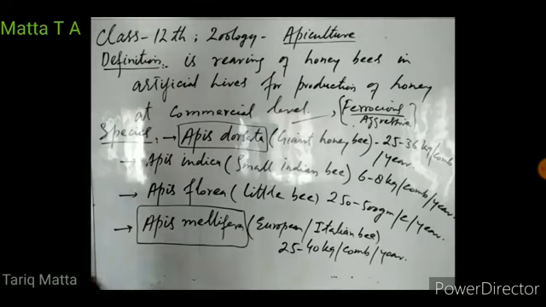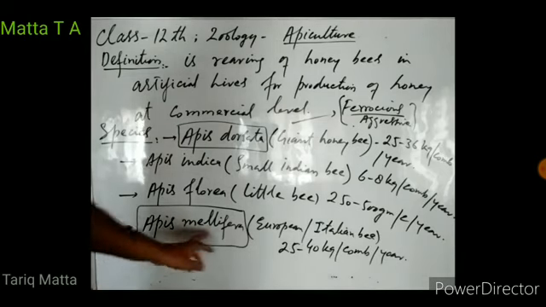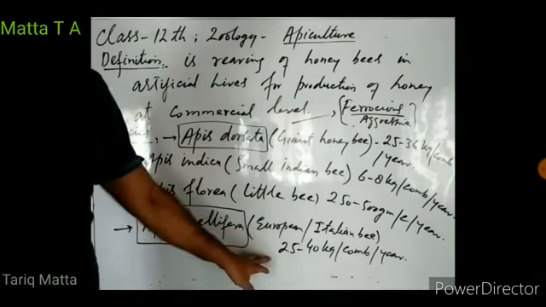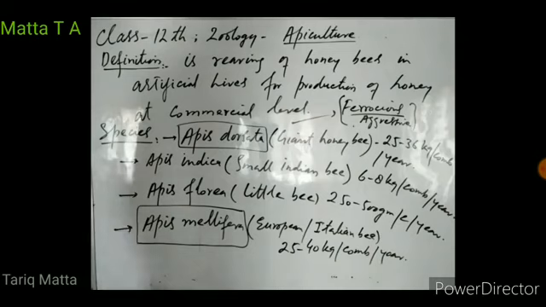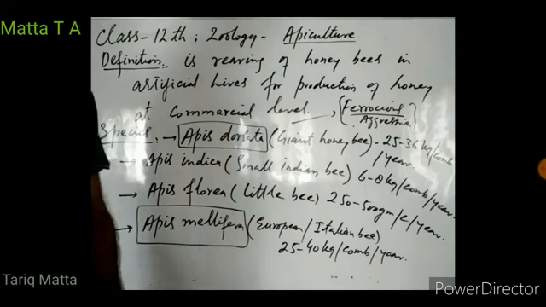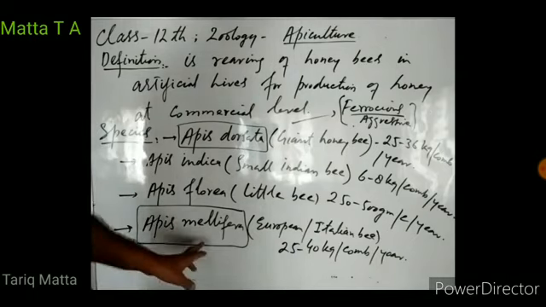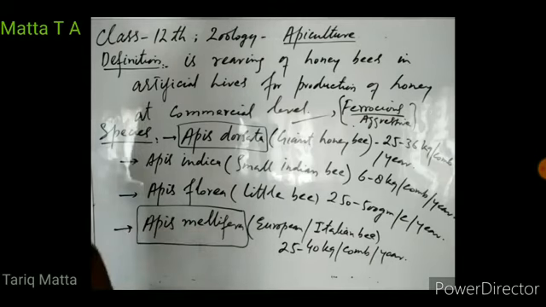So for that reason, we choose Apis mellifera. It has got a high yield, almost more than Apis dorsata. It is a docile species. It is not aggressive. It doesn't fly away from the hives, right? So for that purpose, we use Apis mellifera.